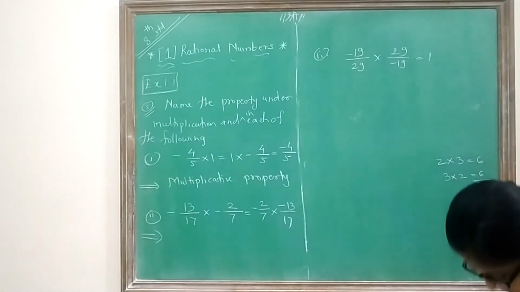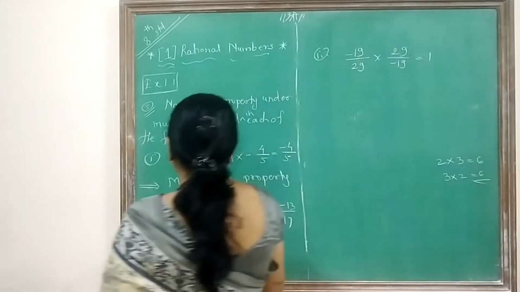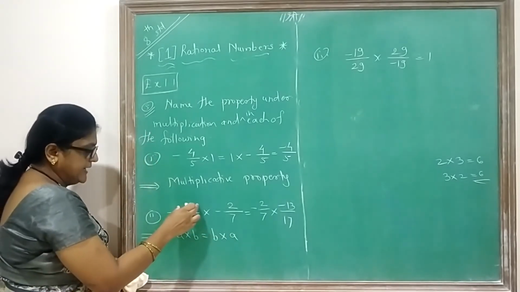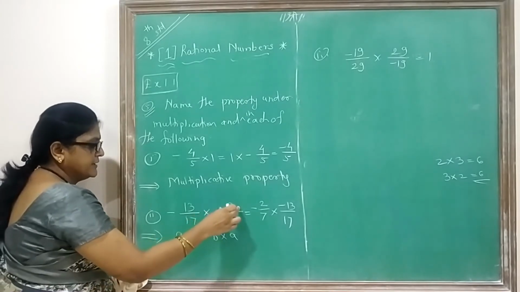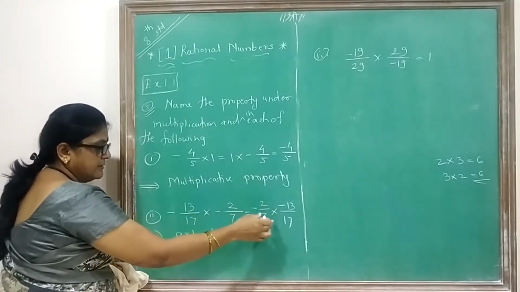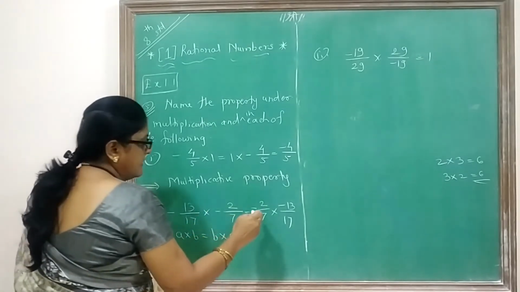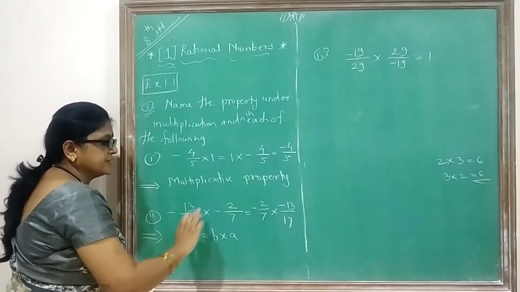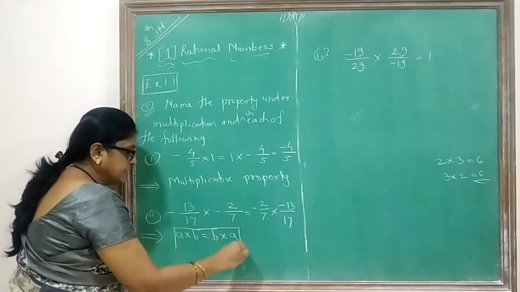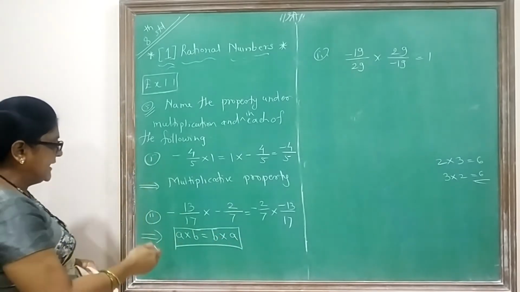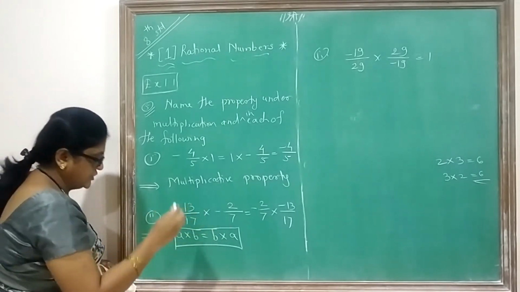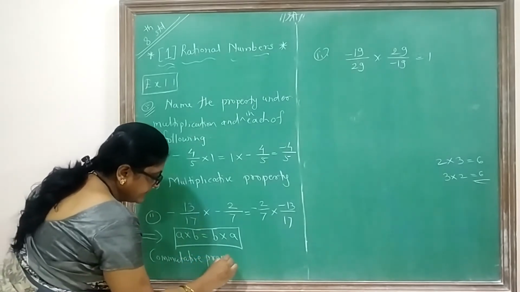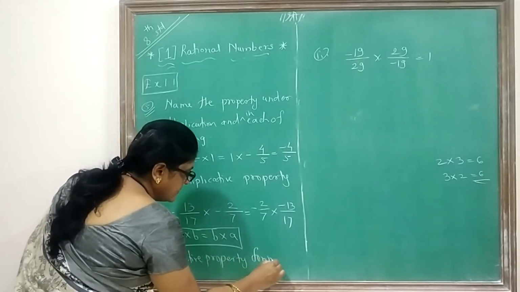Then your commutative property is what? We know that the commutative property is A into B equal to B into A. We will consider here A is minus 13 by 17 and B is minus 2 by 7. And here you will say minus 2 by 7 into minus 13 by 17, means here only the numbers are interchanged. Means you will compare these properties, means you will write here commutative property for multiplication.